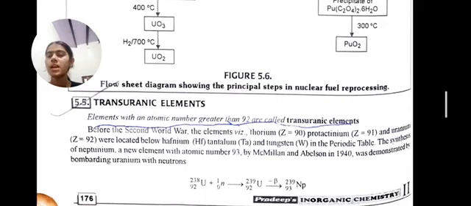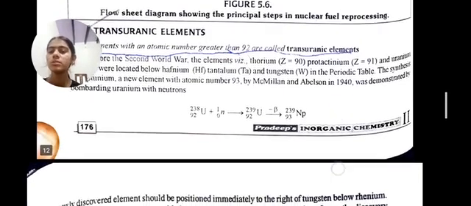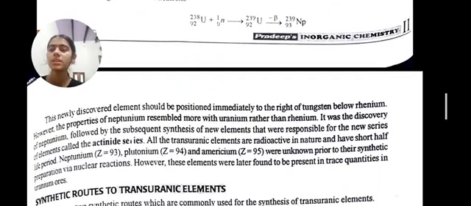Then the fifth point is transuranic elements. Elements with an atomic number greater than 92 are called transuranic elements. Before the Second World War, the elements thorium, protactinium, and uranium were located below hafnium, tantalum, and tungsten in the periodic table. The synthesis of neptunium, a new element with atomic number 93, by McMillan and Abelson in 1940, was demonstrated by bombarding uranium with neutrons. The newly discovered element should be positioned immediately to the right of tungsten, below rhenium.